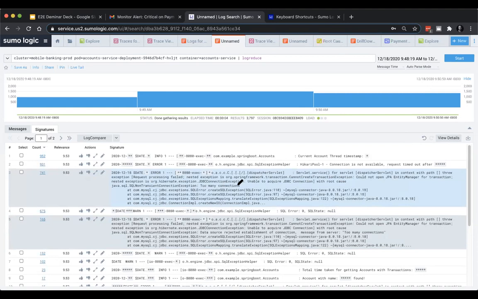I can say, hey, we've got too many connections on that SQL database or RDS database. So let's go increase the number of connections allowed. And then, what else can we do? I'm done. I can go to sleep.